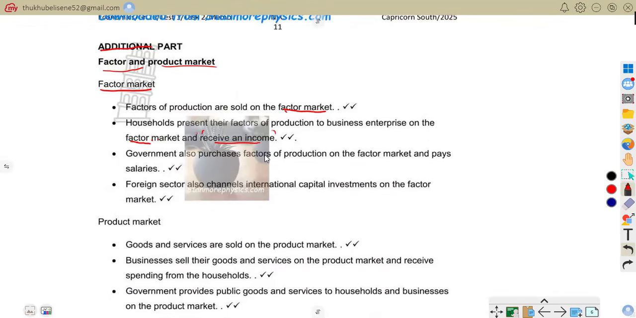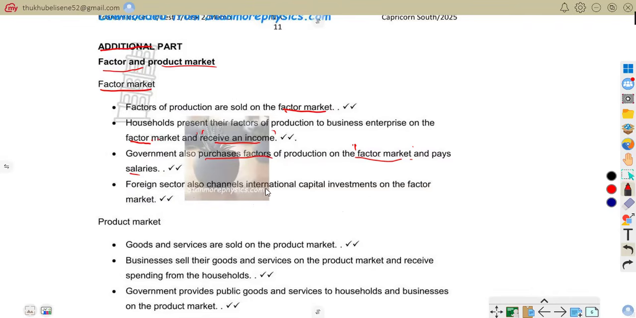Government also purchases factors of production on the factor market and pays salaries. So as well as households, government purchases factors of production on the factor market, and then they pay what? Salaries. Because they can also hire laborers from the factor market. And then in return, they are going to pay those people for the services that they provide. So they will be paying them salaries.